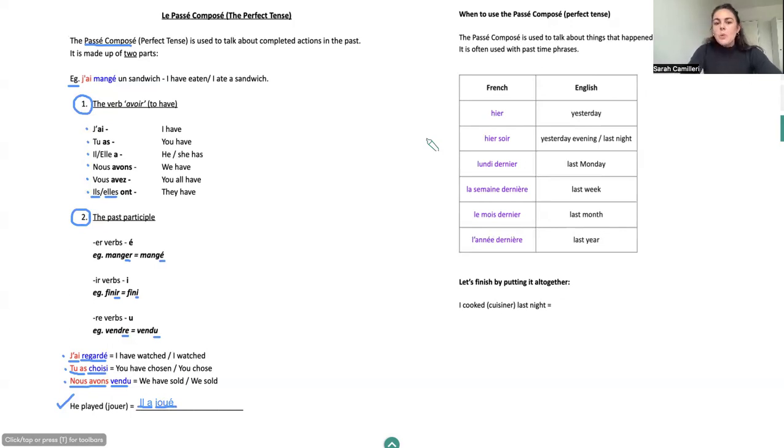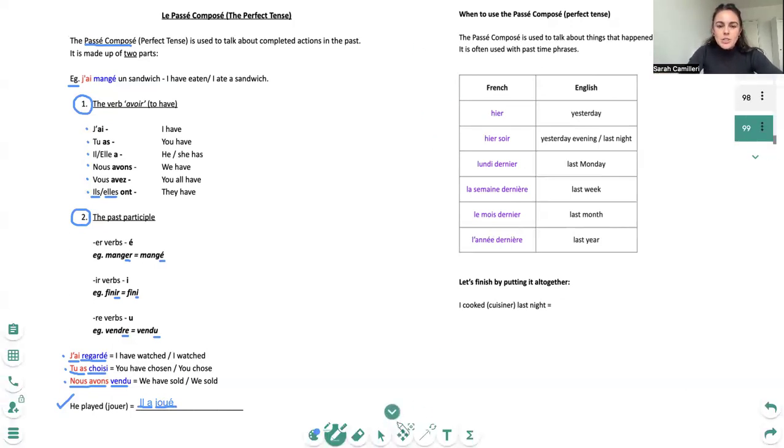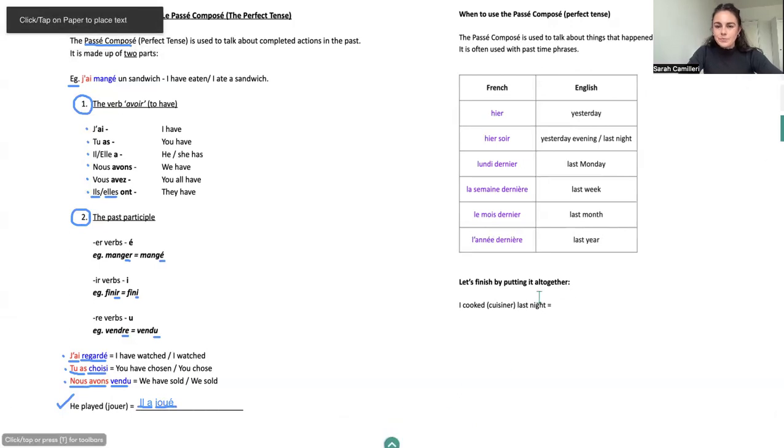So if you see these, then you know that most likely the verb following is going to be a passé composé verb. So I want us to finish this lesson by applying one of these key phrases that are used with the past tense and putting together the verb formation that we have just learnt. So I'm going to swap back over to the typing mode. And here we have, I cooked last night. I've given you the infinitive for to cook, cuisiner, so that can help us identify what category we need for the past participle. But as we have I, we need to start off by choosing the correct form of avoir.